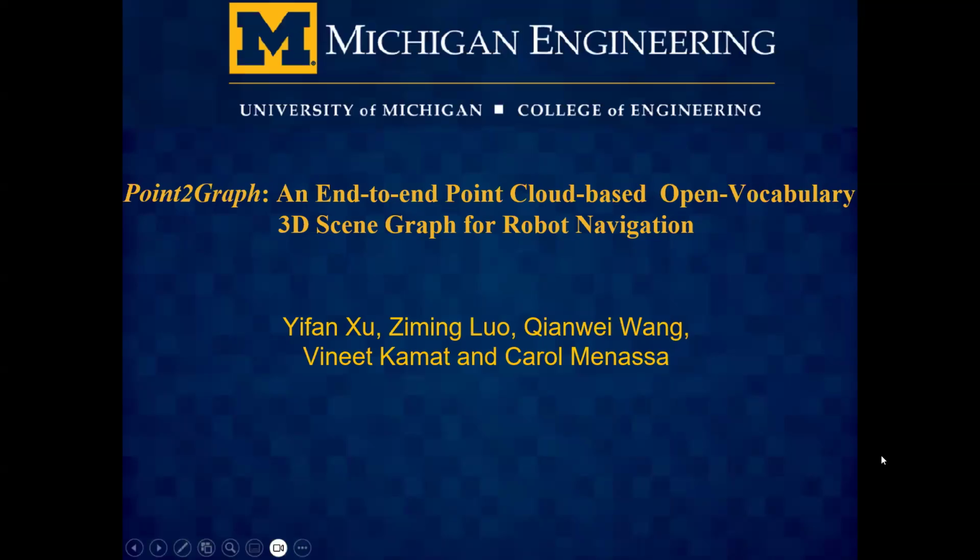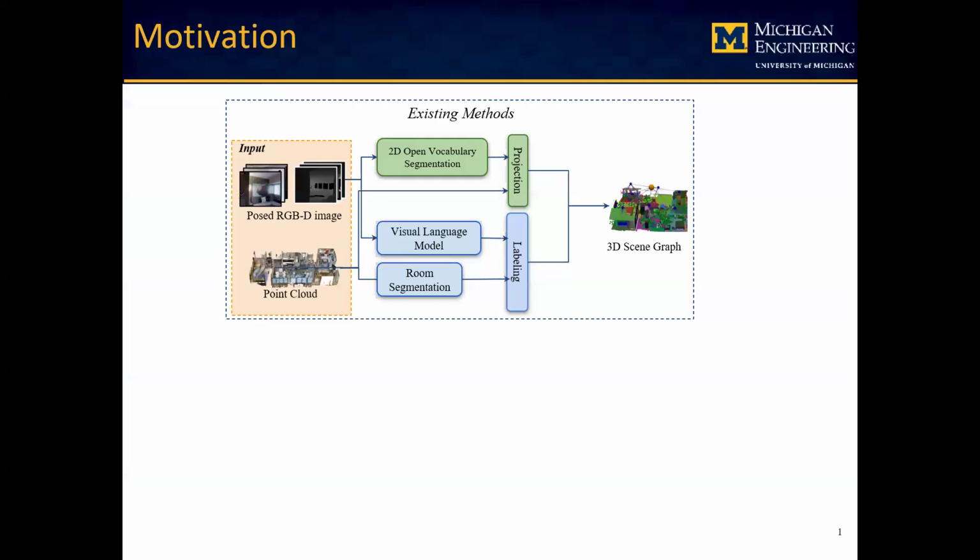In this video, we introduce Point2Graph, an end-to-end point cloud-based open vocabulary 3D scene graph for robot navigation. 3D scene graphs provide a structured scene representation by organizing rooms, objects, and their relationships in a spatial hierarchy.